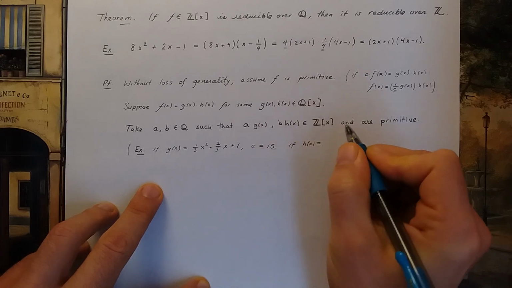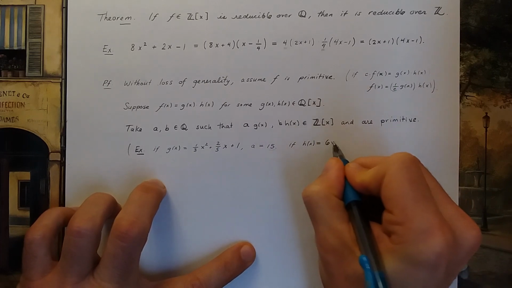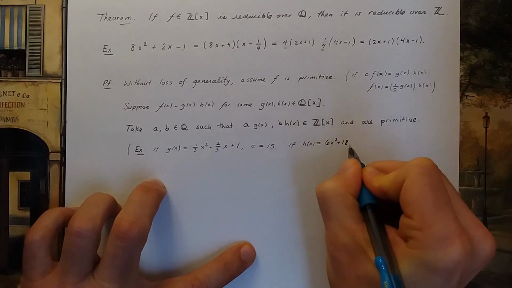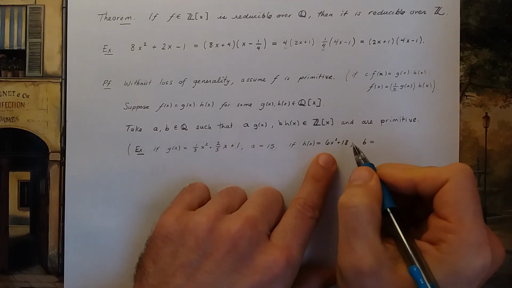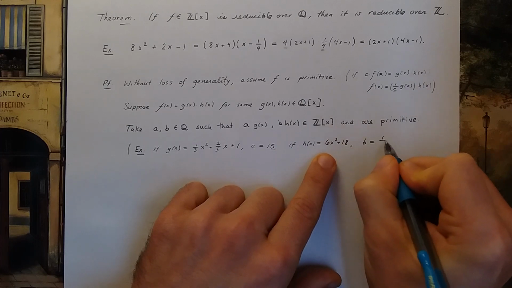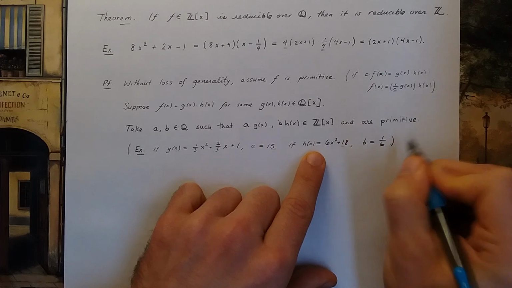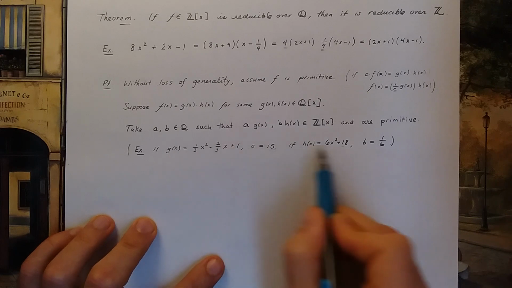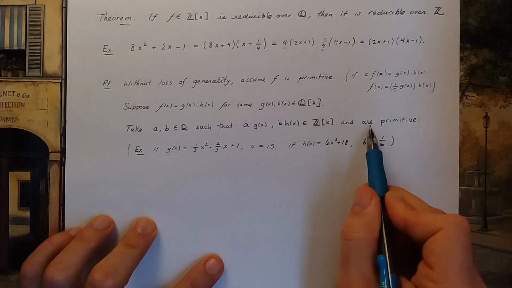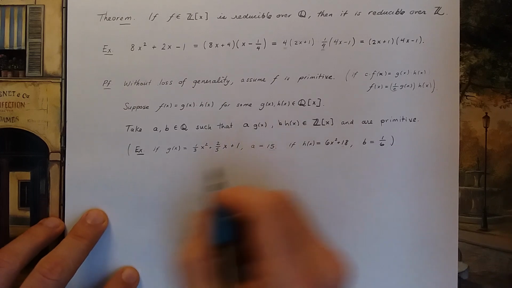If, for example, h of x was already an integer polynomial, let's say h of x was 6x squared plus 18, then I'm going to take b to be 1/6, and I'm going to divide by the common divisor. So hopefully these examples make it clear that I can always find an a and a b to multiply by my polynomials to get integer coefficients and so that my polynomials are primitive. So then what happens?